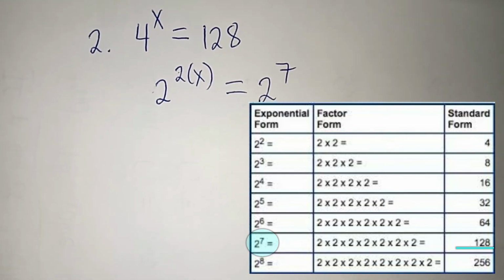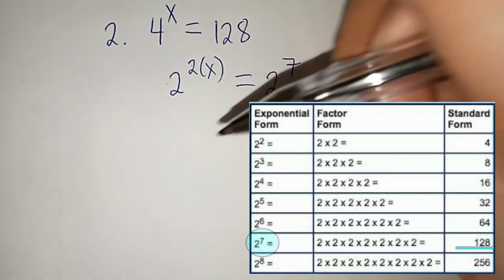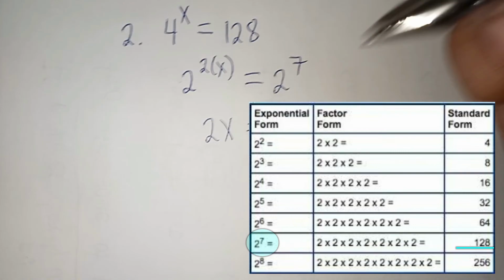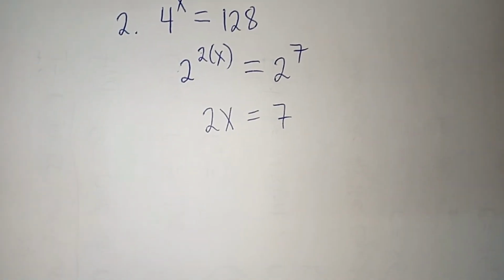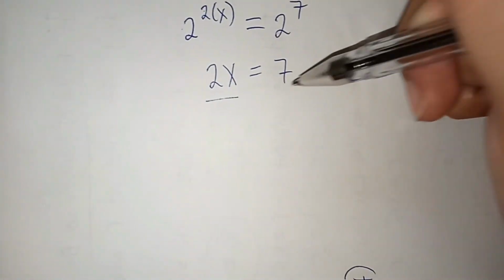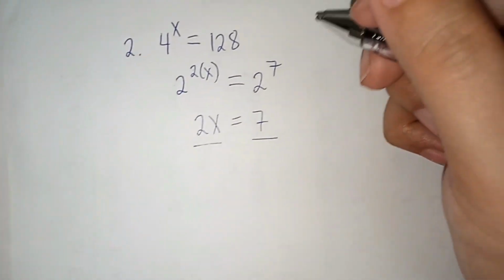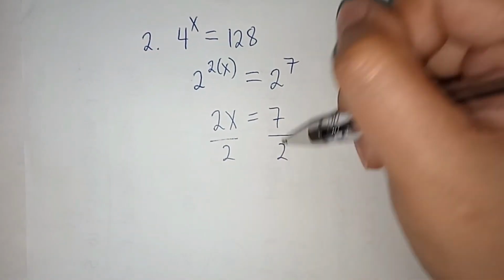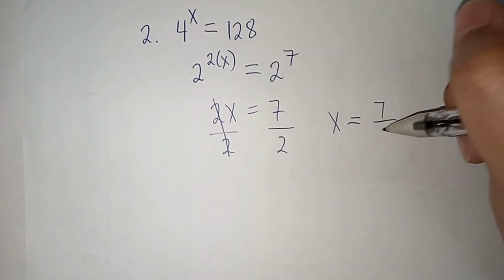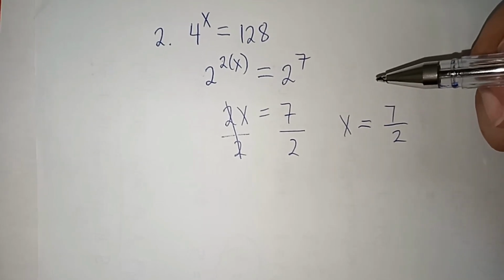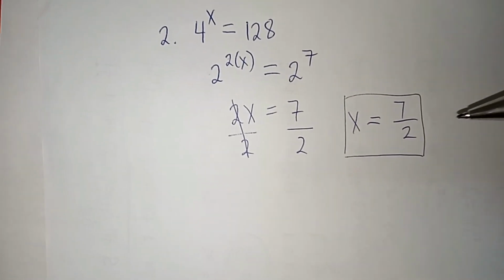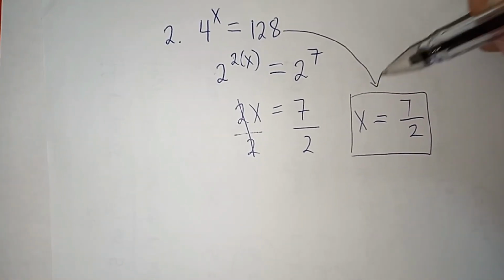Okay? Since pareho na sila ng bases, so pwede na natin ibaba yung exponent na 2x is equal to 7. And then, since may coefficient si x, that would be divided both side by 2. So, cancel na sa 2. So, x is equal to 7 over 2. So, ang exponent ni 4 raised to x ay 7 over 2. Para siya ay mag-equal kay 128.